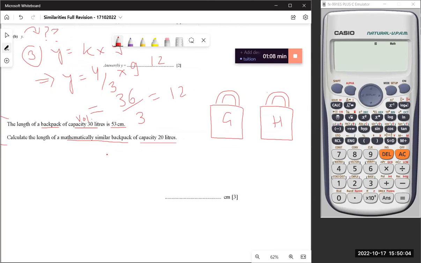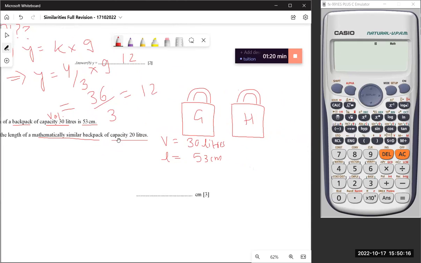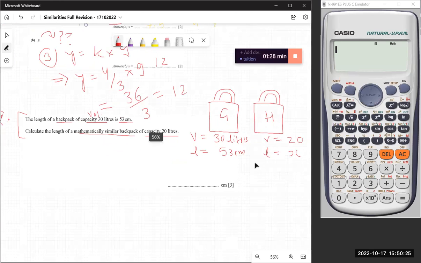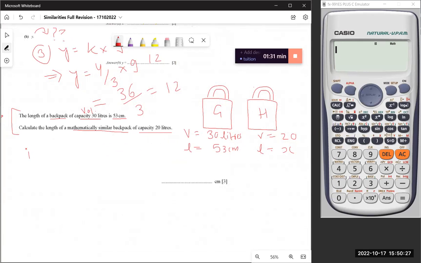Now what we know is, let's say one of these bags is 30. Let's call this 30 liters. 30 liters is the volume, and the length of the bag is 53 cm. Now they're telling us the volume of this other bag is 20, and the length of this is, I don't know, let's call it X. Now which two equations can I form here? Do you tell me?